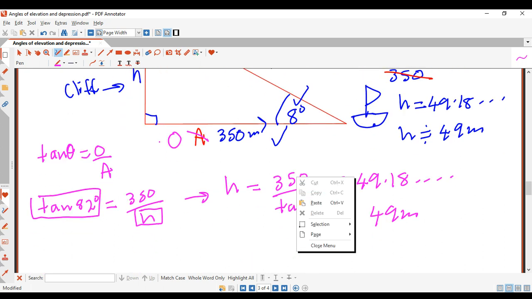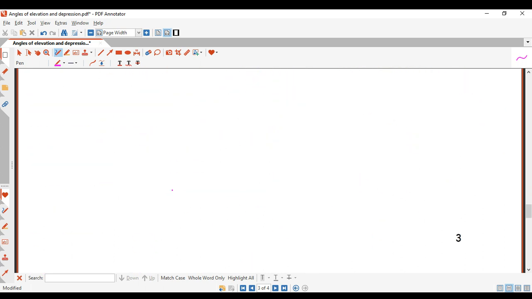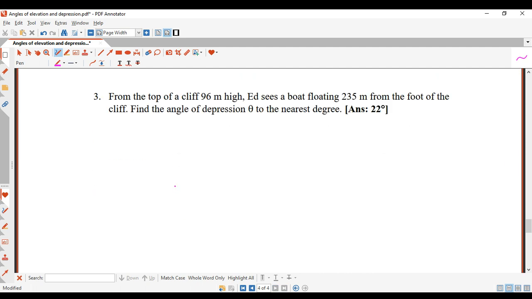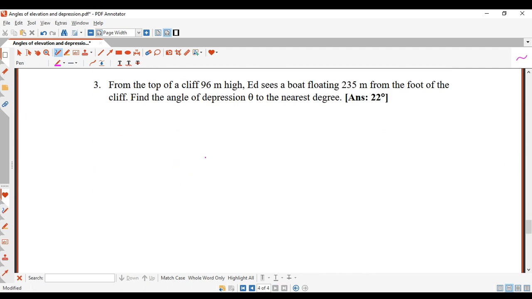All right, let's have a look at the next question. Last one. From the top of a cliff 96 metres high, Ed sees a boat floating 235 metres from the foot of the cliff. So let's draw that triangle in. Here's my cliff, the vertical line, and from there we've got a 235 metre distance.